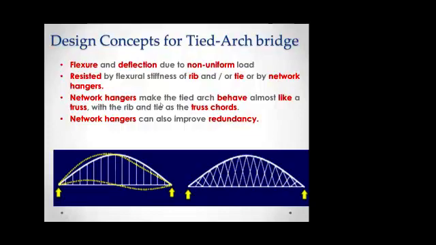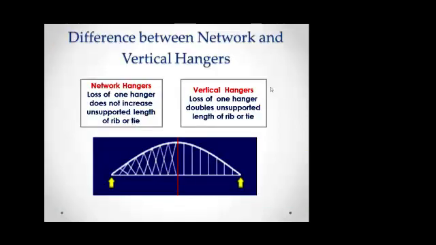Network anchors make the tied arch behave almost like a truss, with a rib and a tie as the truss chords. And network anchors have a benefit that they can improve the redundancy of the structure. So that is what we'll be recommending, the network anchors. What is the difference between the network hanger and the vertical hanger? Why are we recommending the network hanger instead of the vertical hanger?